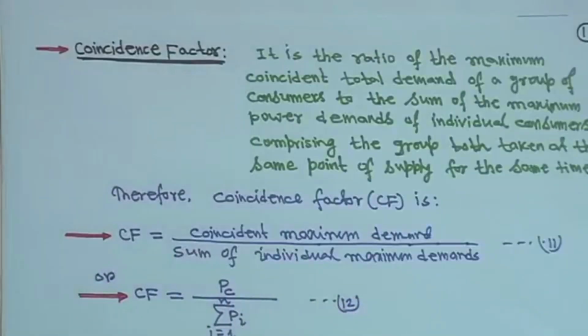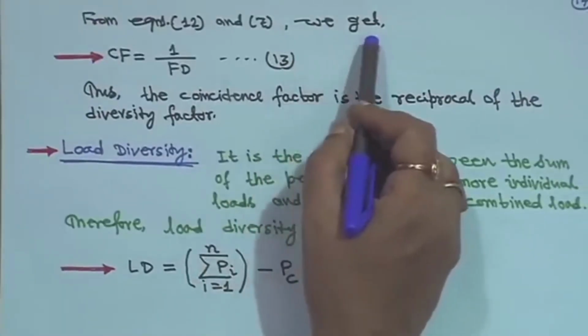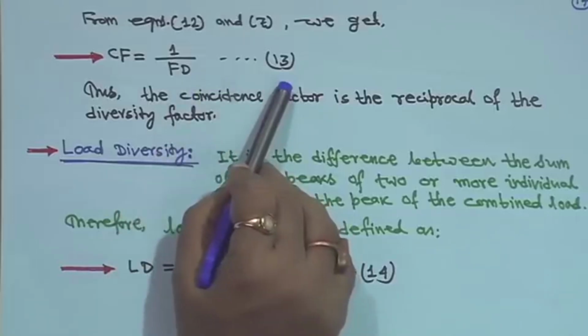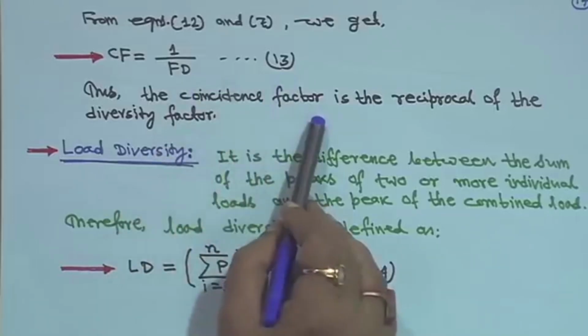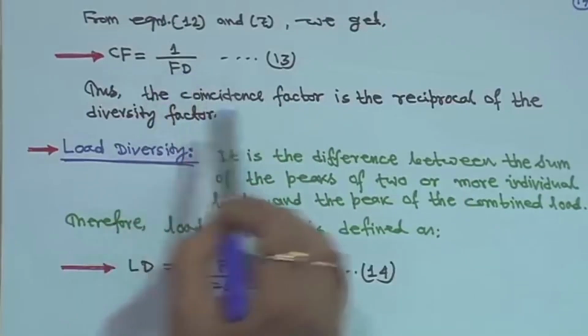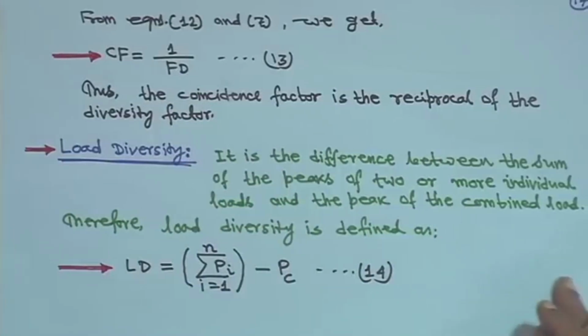From equations 12 and 7 we get Cf is equal to 1 upon FD. This is equation 13. Thus, the coincident factor is the reciprocal of the diversity factor, or the diversity factor is the reciprocal of the coincidence factor. Now, load diversity.